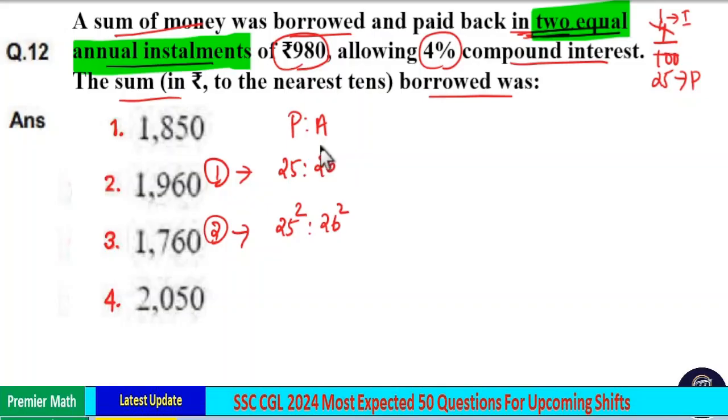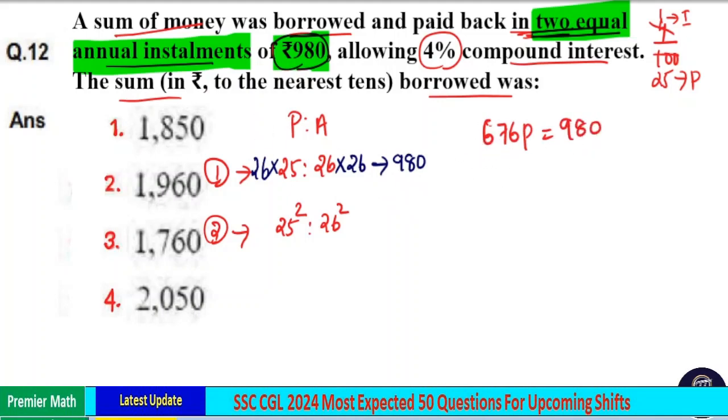So in the first year ratio, I will multiply 26 with 26. Now when you multiply RHS of a ratio, we should multiply LHS of the same ratio in order to equalize it. So multiply 26 in principal as well. Now question says annually equal installment is rupees 980, which means this 26 square part in the first year is 980 and in the second year this 26 square part is 980. Now we need to find out what is one part. Here 26 square part is 980 means 676 part is equal to 980.